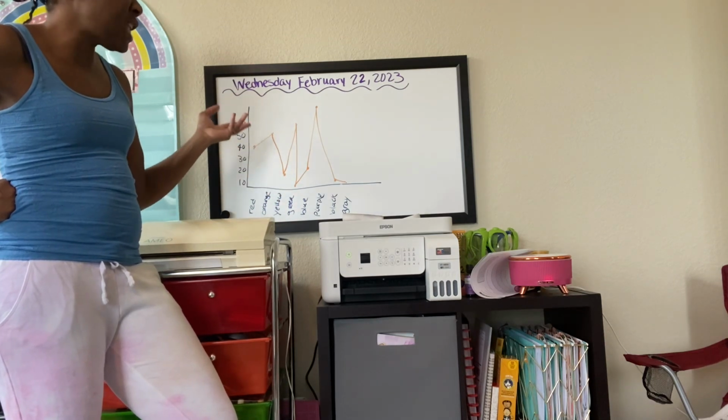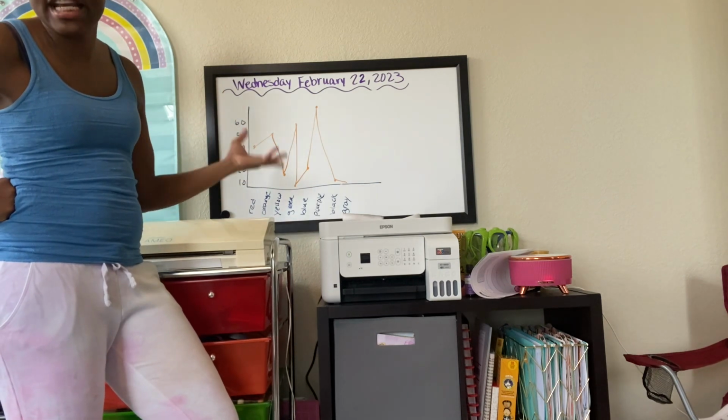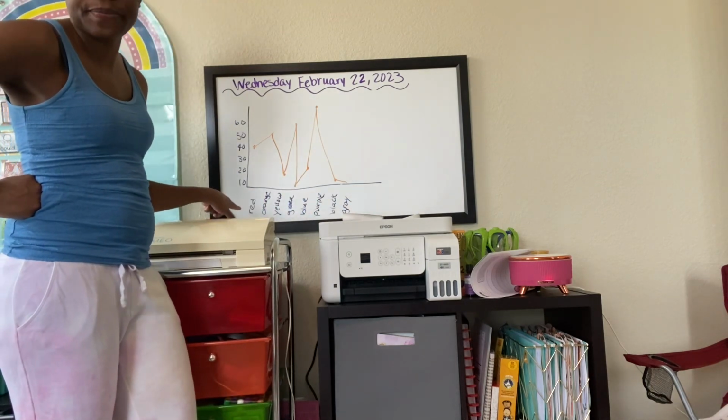But the goal of a line graph is to show data: how much you have of something in each category, and the data you're collecting.